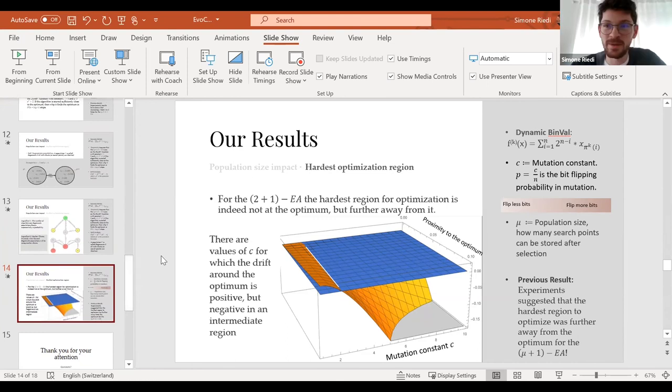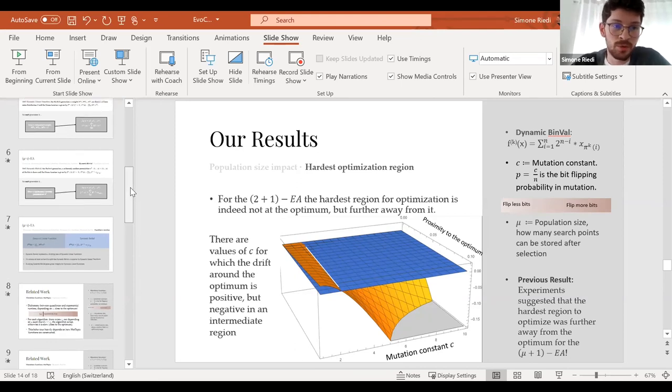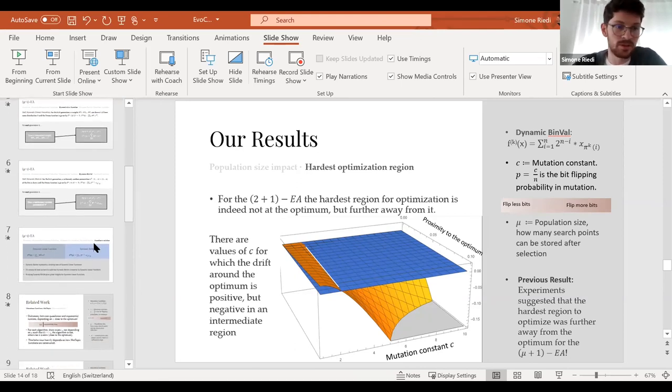Okay, great. Maybe I would have one quick question. You mentioned that BinVal is the most complex function in this dynamic setting. Do you have a proof for this statement, or is this based on your experiments? No, there is a proof. I'm not sure if it is in our paper.